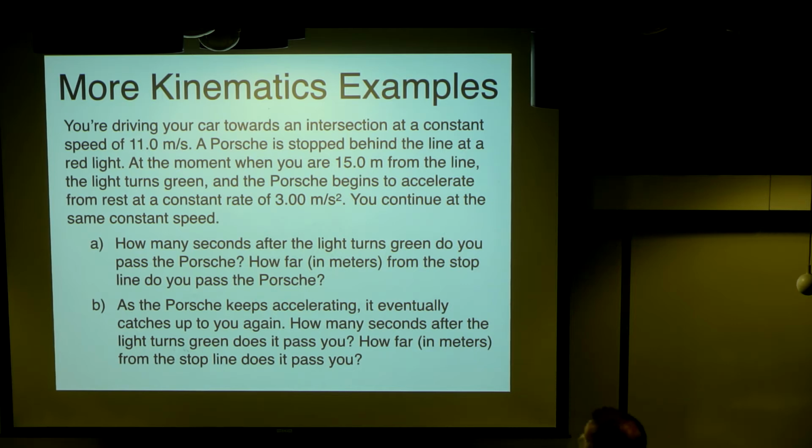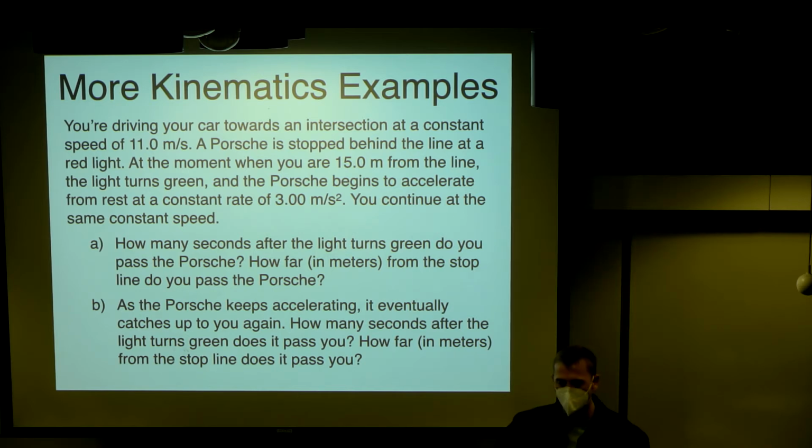So here's what's going on. You are driving your car towards an intersection, and you're just going at a constant speed of 11 meters per second. There's a Porsche that stopped behind the line at a red light. So at the moment when you're 15 meters from that line where the Porsche is, the light turns green, and the Porsche begins to accelerate from rest, because it's initially stopped, at a constant rate of 3 meters per second squared. You continue at the same constant speed.